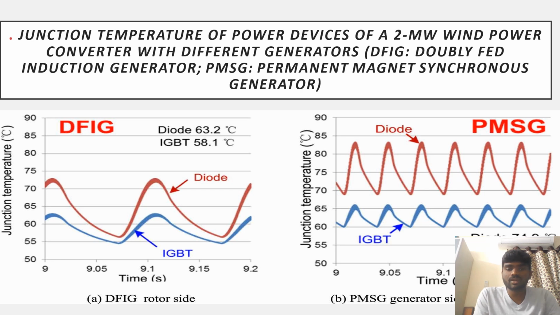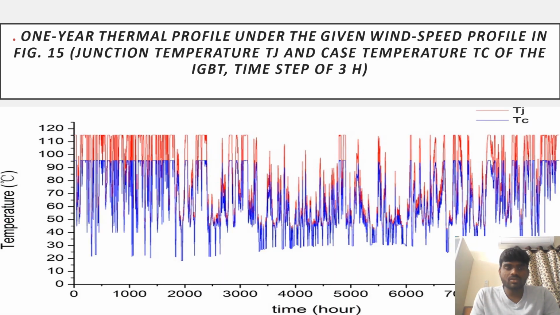So this is the junction temperature of power devices in the 2 megawatt wind power converters with different generators. So this is the DFIG and this is the PMSG. There is a diode and IGBT here, and here also there is a diode and IGBT. So this is a 1 year thermal profile under the given wind speed profile figure. So these are the temperatures, with disturbances going high and low.